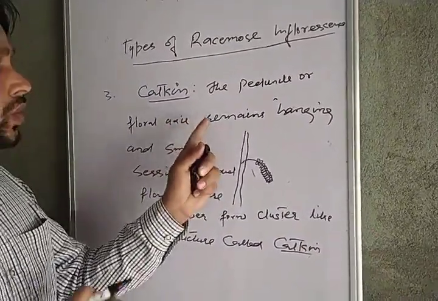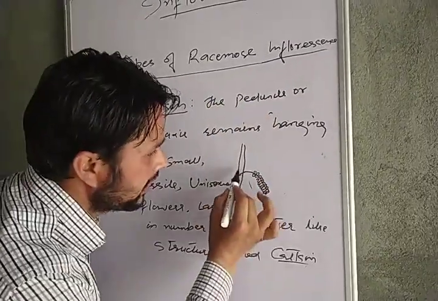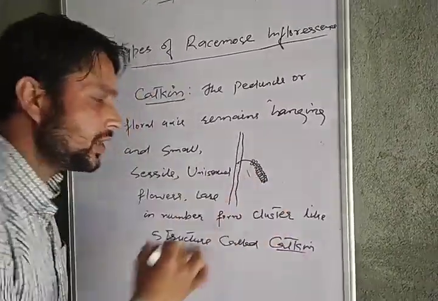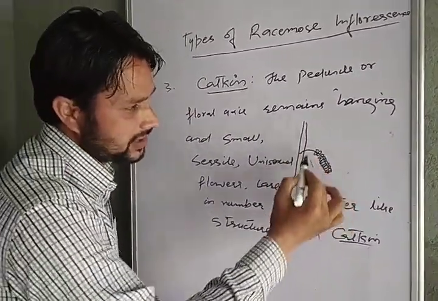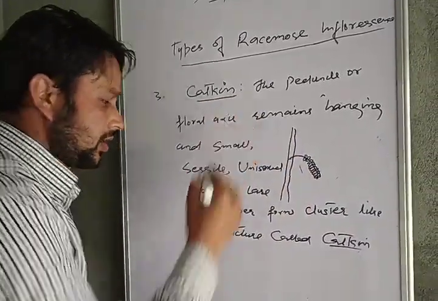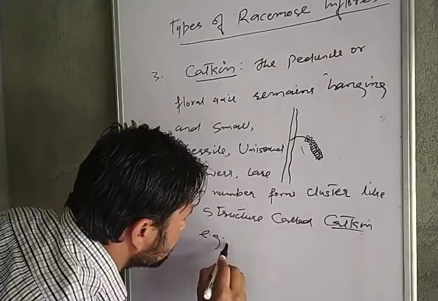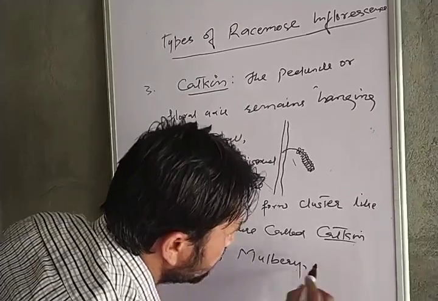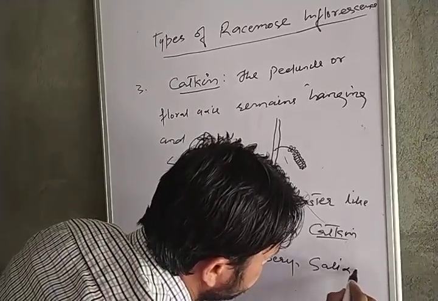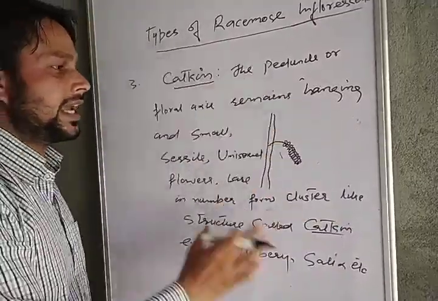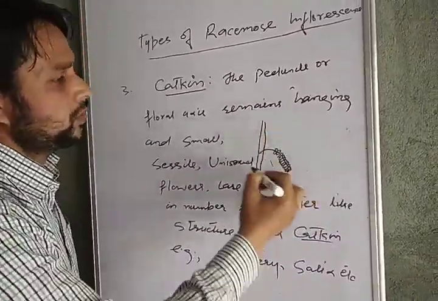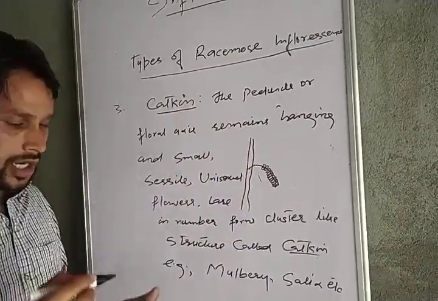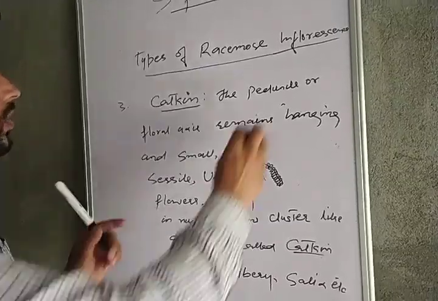Okay. So in this catkin type of inflorescence, the peduncle remains hanging, and the flowers which are sessile, unisexual and large in number form a compact cluster-like structure which is known as catkin. And examples we can write here: mulberry, Salix, etc. Salix and mulberry are examples of this catkin type of inflorescence which comes under racemose type of inflorescence. Okay, this was about catkin type of inflorescence. Now we will move forward.